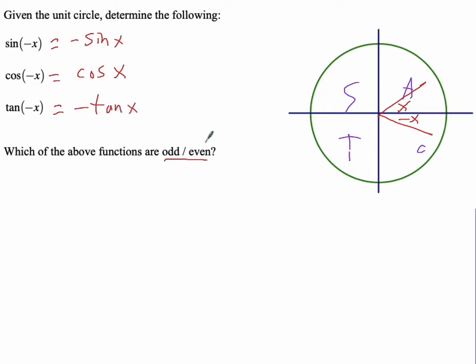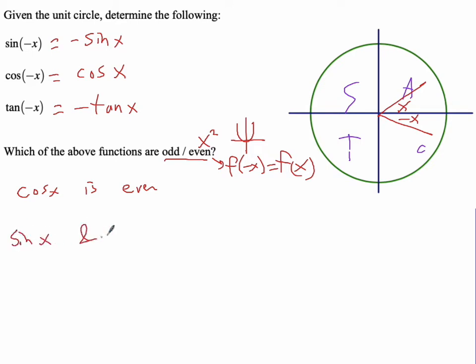Which ones are odd and even? Even functions are like x squared, where it's symmetric over the y-axis. You plug in negative x and you get just x squared afterwards. Anyway, so cosine x is even. Okay, the definition of even is f of negative x equals f of x. And the other two are odd, so sine x and tan x are odd.